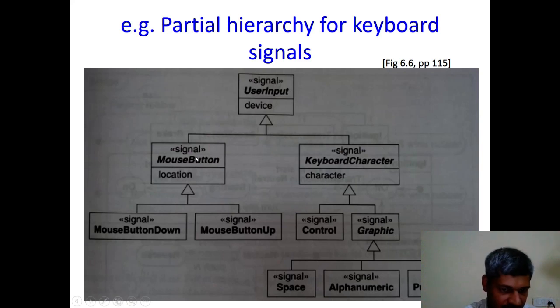Then, in terms of the mouse button signal, mouse button down and mouse button up are two different signals, and they inherit from mouse button. In that sense, both of them inherit the location attribute.